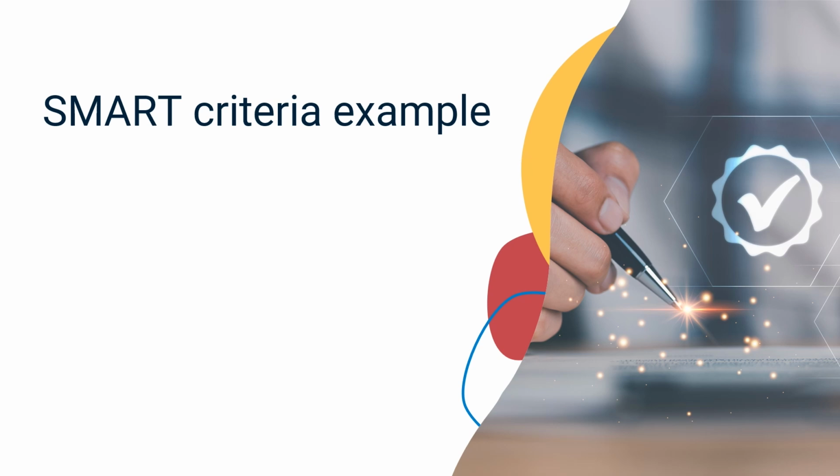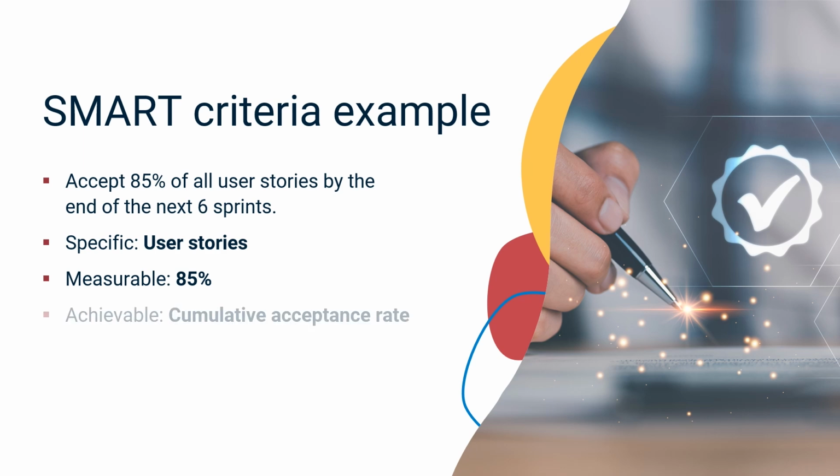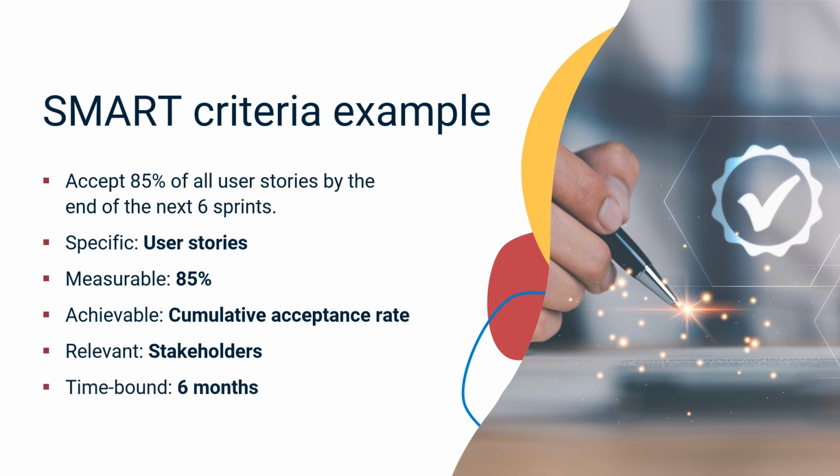A KPI should follow the SMART criteria: specific, measurable, achievable, relevant, and time-bound. For example, examine this KPI: accept 85% of all user stories by the end of the next 6 sprints. Specific, user stories. Measurable, 85%. Achievable, cumulative acceptance rate. Relevant, stakeholders. Time-bound. The KPI specifies achievement in 6 months.